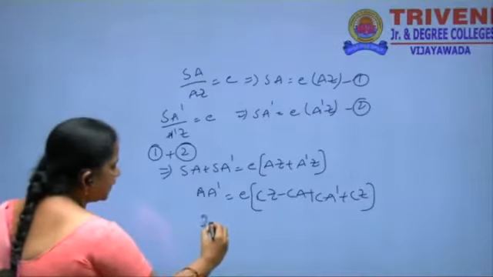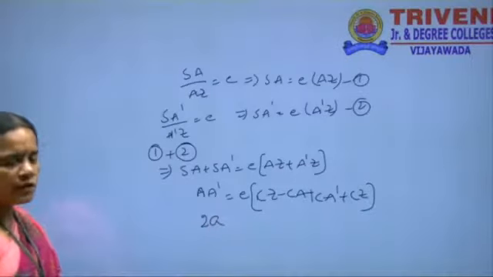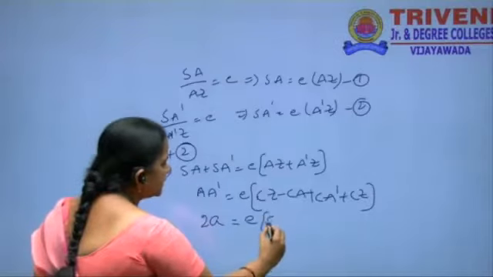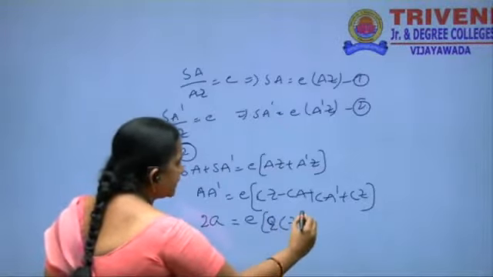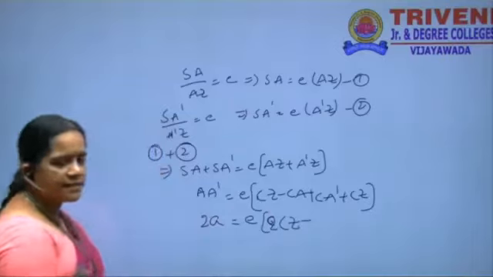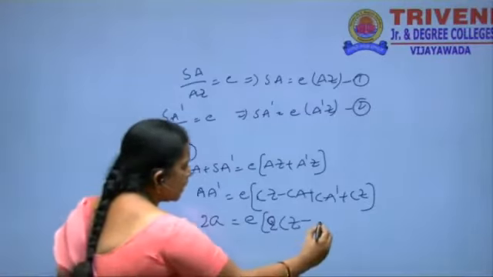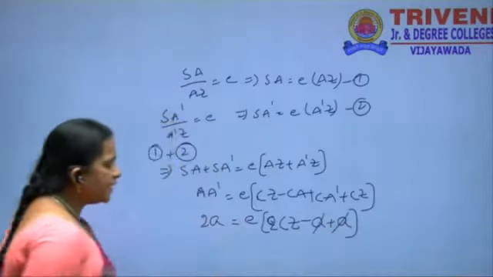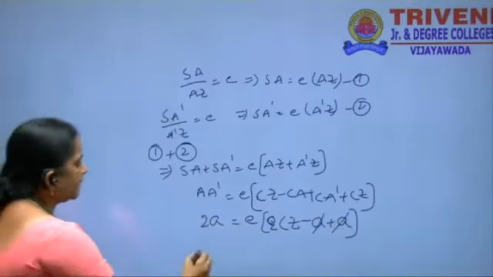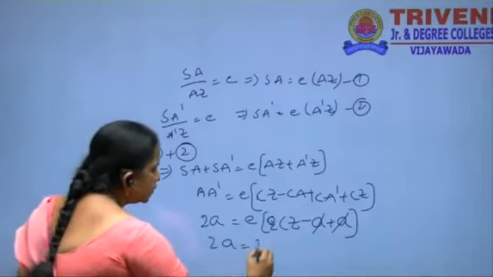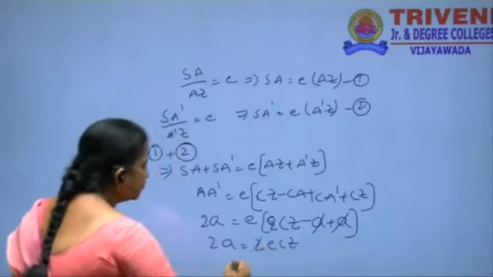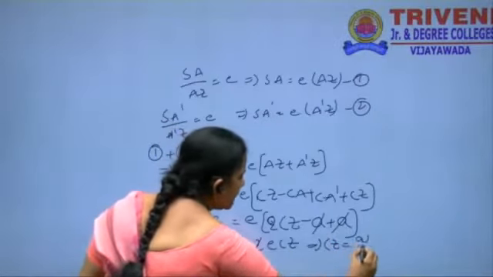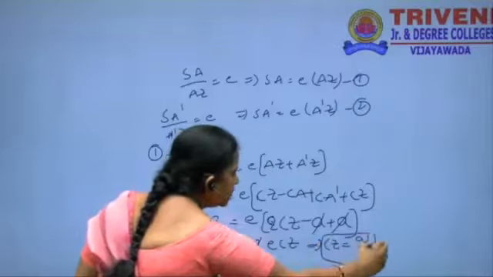A dash is nothing but, already you have to know, the value is 2A. That is equal to E into CZ plus CZ, which is 2CZ. Here, the distance between C to A is small a, and the distance between C to A dash is also small a. Small a gets cancelled here. 2A is equal to 2E CZ. The 2 gets cancelled here. CZ is equal to A by E.